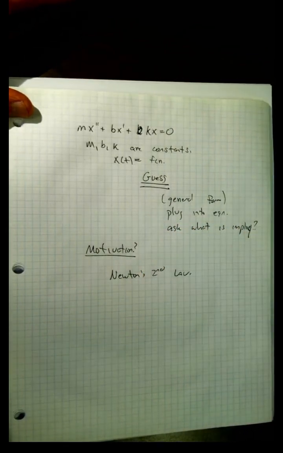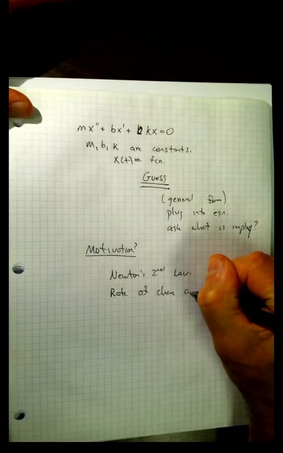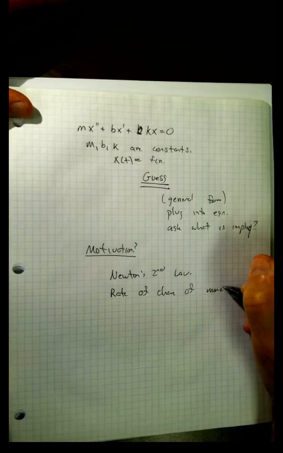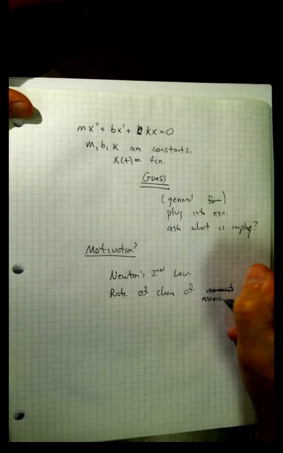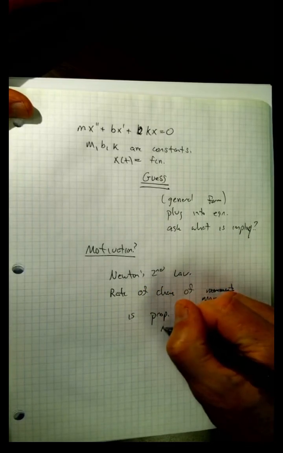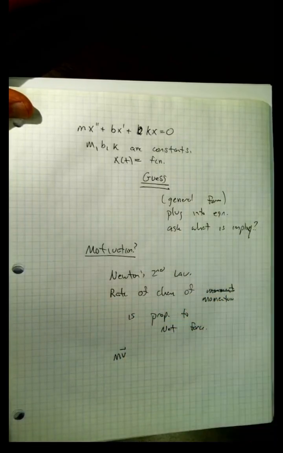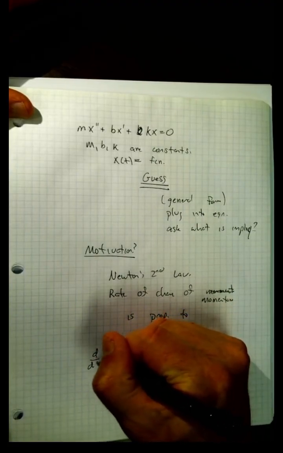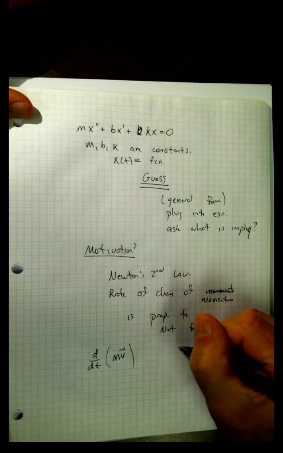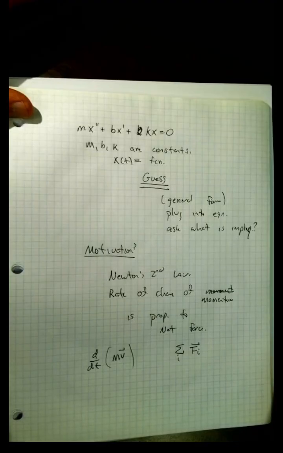And Newton's second law is that the rate of change of momentum is proportional to the net force. So the momentum is given by the mass times the velocity, and its rate of change is the derivative of that, and the net force is just the sum of all forces acting on this.